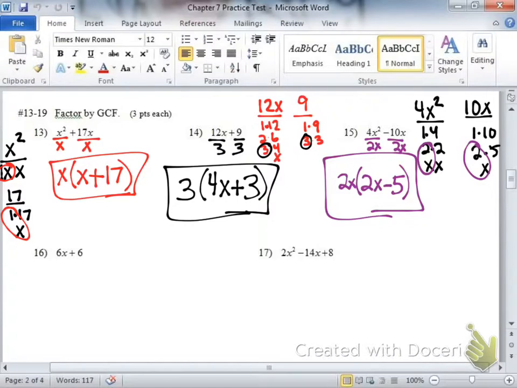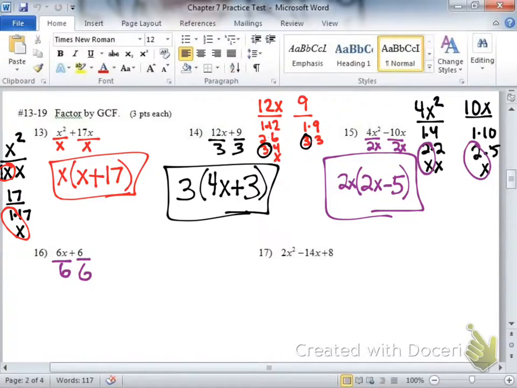Number 16, I honestly wouldn't even bother with a list on number 16. What's the biggest number they have in common? They're both 6, right? They have a 6 in common. What does 6 have in common with 6? 6. Oh man, 666. Ugh. All right. Anyway, 6 is a GCF.